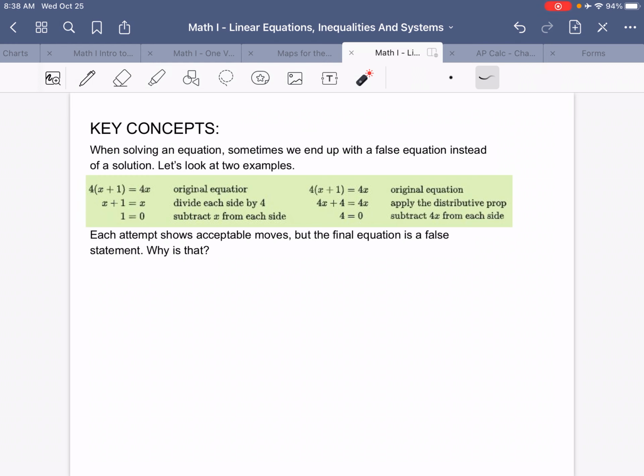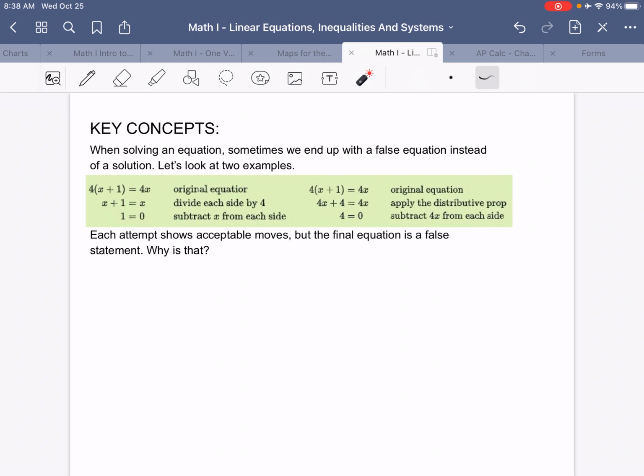I hope so. When solving an equation, sometimes we end up with a false equation instead of a solution. Let's look at 2 examples. So, original equation, I don't know why that n got messed up. Divide each side by 4, and if you remember from the previous lesson, that is an acceptable move. We're allowed to divide both sides of an equation by the same amount, and it stays balanced. And then we subtracted x from both sides, and we get 1 equals 0.